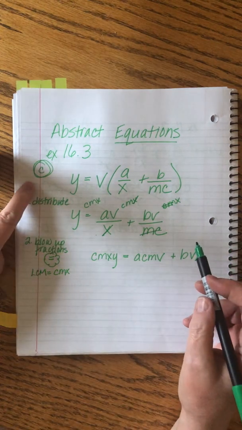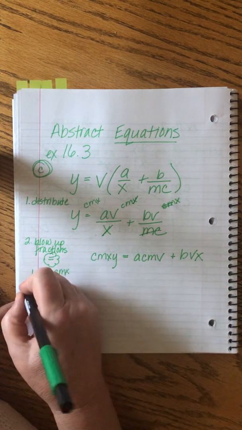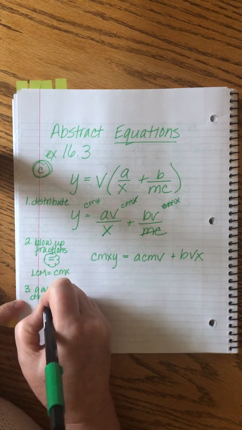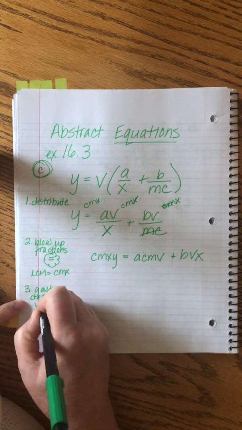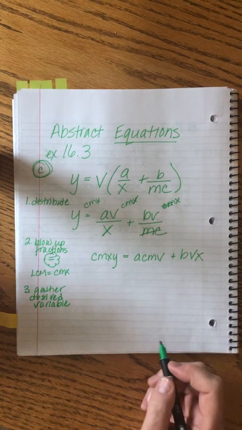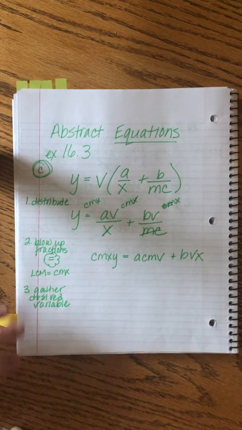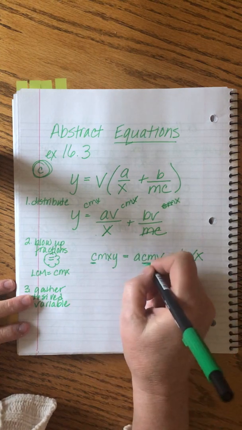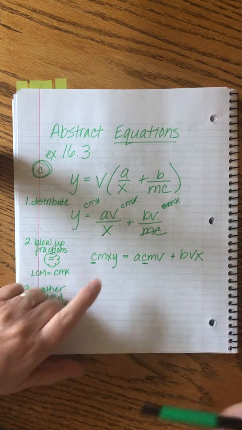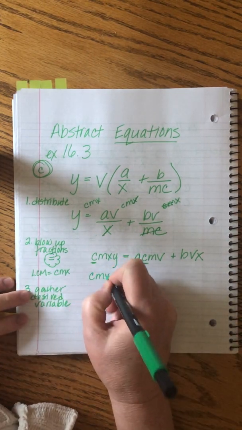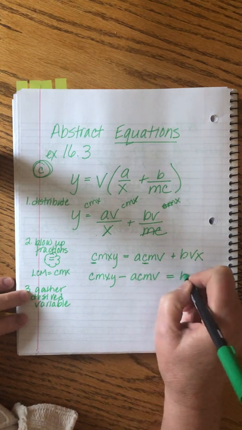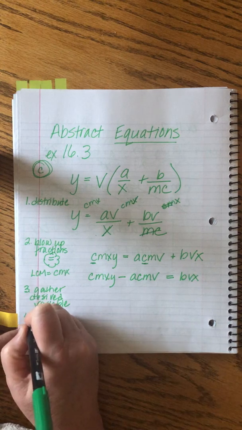Now we pay attention to the letter that we're looking for, and this is the way I write the step. Gather desired variable. What I mean by that is get all of those on one side of the equation and push all the other junk to the other side. So I see a C here and a C here. So I'd say let's subtract this and bring it over here, and then that dude stays over there. CMXY minus ACMV equals BVX. Now here comes the really fun part.